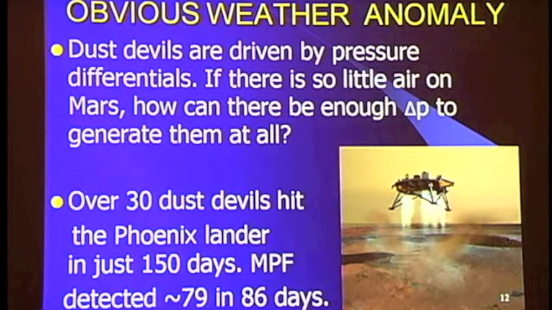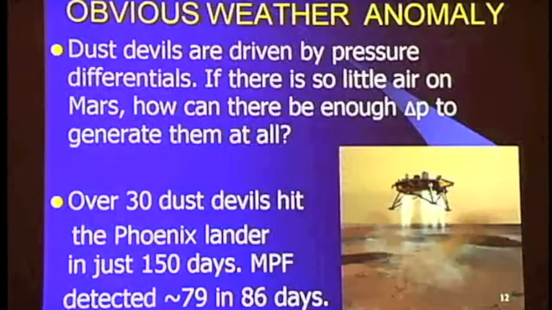Okay. Back to the dust devils. Dust devils are driven by pressure differentials. If there is so little air on Mars, how can there be enough change in pressure to generate them at all? What I'm talking about here is relative pressure drops, in addition to absolute ones. Over 30 dust devils hit the Phoenix in 150 days. So something the size of a car got hit by a dust devil about once every 5 days. Mars Pathfinder before that was hit about once a day by a dust devil.